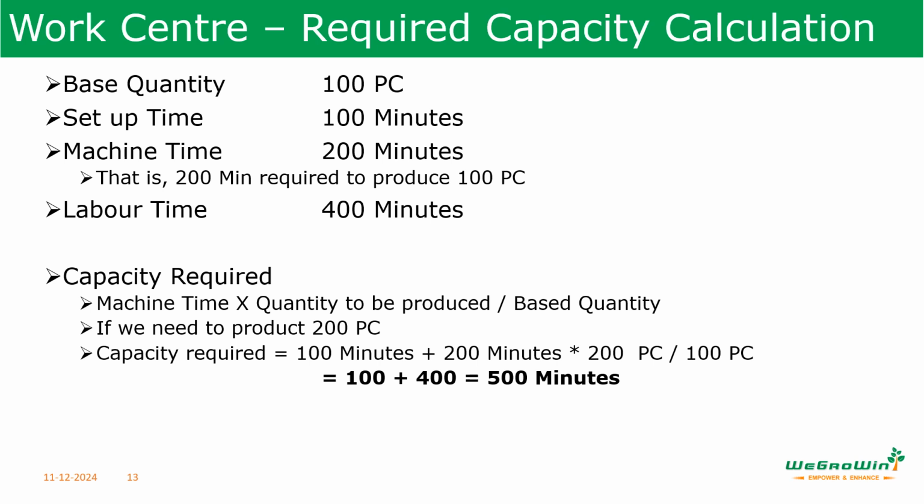Now if we want to calculate the capacity required, what is the formula? It is the setup time plus the processing time multiplied by the required quantity divided by base quantity. To produce 200 pieces, the setup time is 100 minutes. With that we add the 200 machine minutes multiplied by 200 pieces, divided by the base quantity of 100 pieces. With this we get the machine capacity required as 100 plus 400, that is 500 minutes. This is how the capacities are calculated.